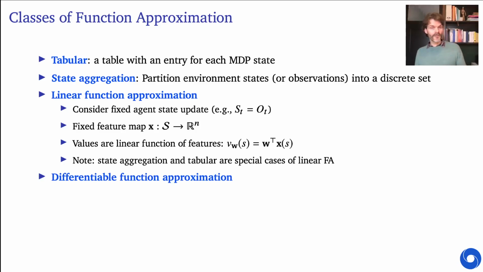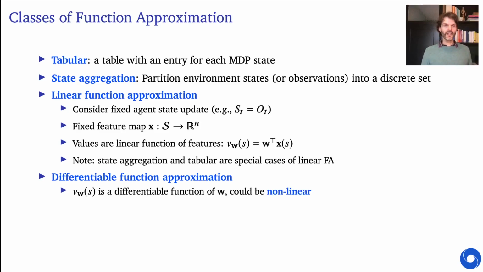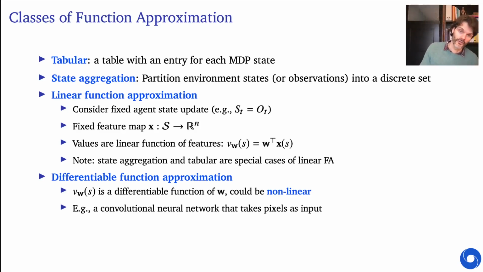Now, one step up from that, if we're going to be even more flexible, would be to consider differentiable function approximation. In this case, our value function will be a differentiable function of our parameters w, and it could be nonlinear. For instance, it could be a convolutional neural network that takes pixels as input. You don't need to know right now what a convolutional neural network is. If you don't know what that is, it's just some nonlinear function.